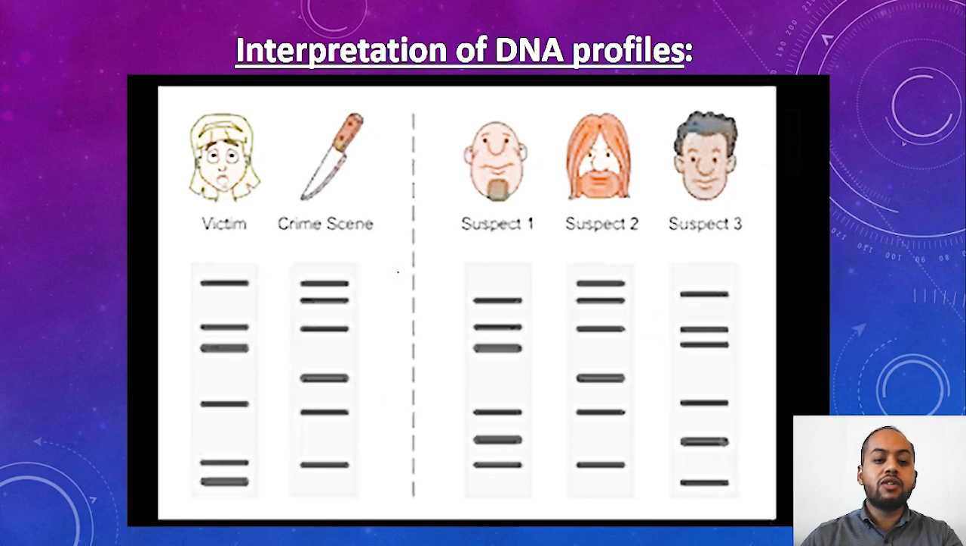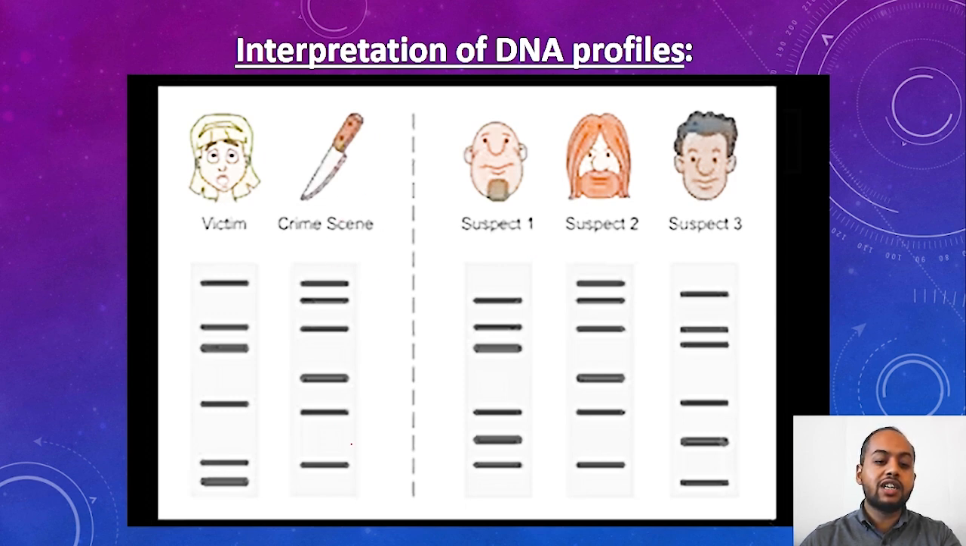So if we have a look on the left-hand side of this dotted line, you'll notice you have a victim and you have a crime scene. And on the right-hand side of the dotted line, you have suspect 1, suspect 2, and suspect 3. Now, we would normally try to interpret the DNA profile if we are trying to solve a certain type of crime. So let's say we are on a particular crime scene.